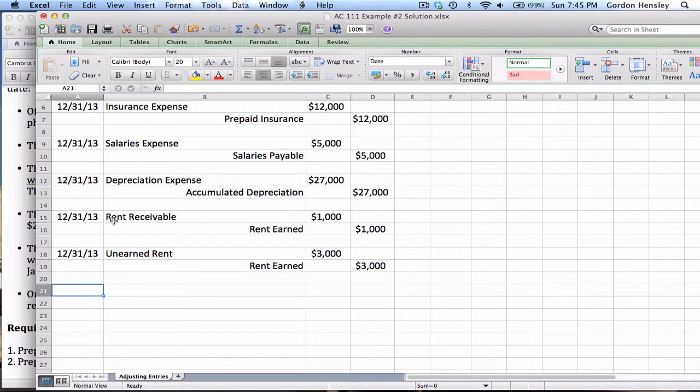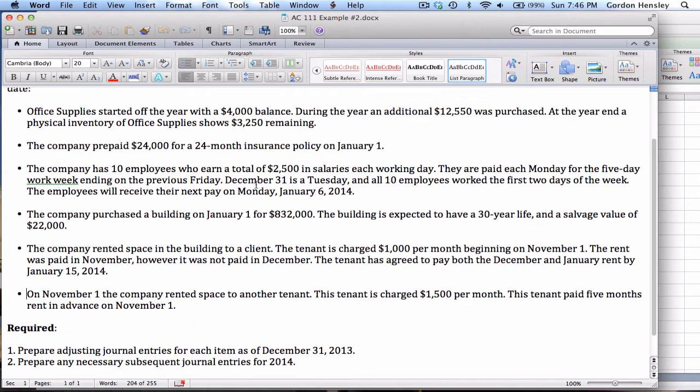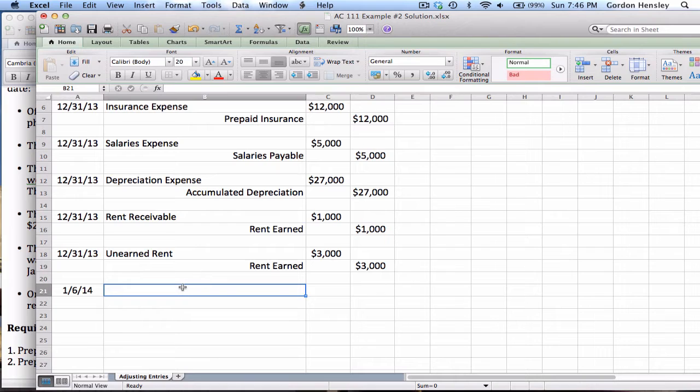The first one, I've got to do one on January the 6th of 2014. Why? Because remember back here on this payroll, this salary situation, remember that was one that I had to go back and deal with. Says they're not going to get their next payday until Monday, January the 6th. So on Monday, January the 6th, I've got to do a journal entry for that.